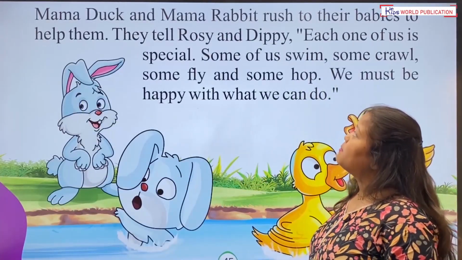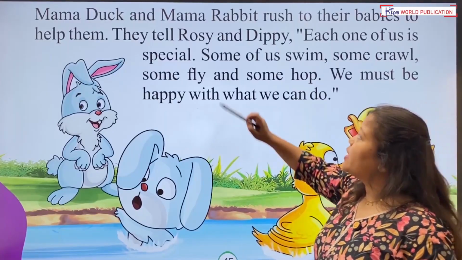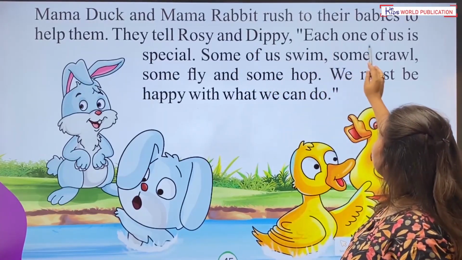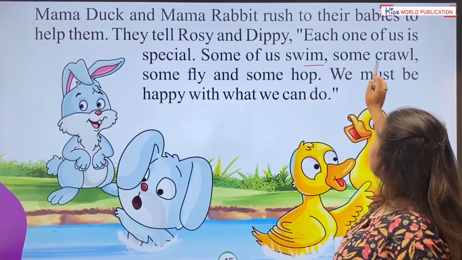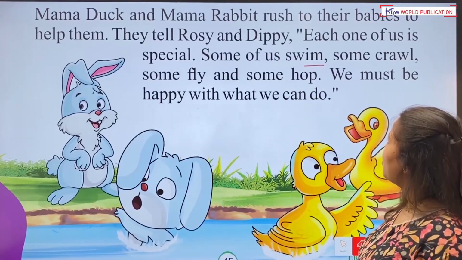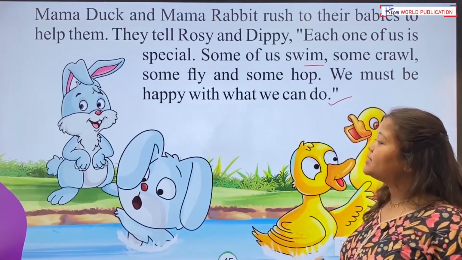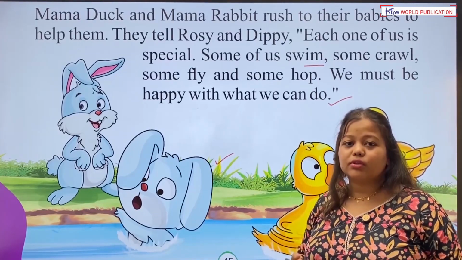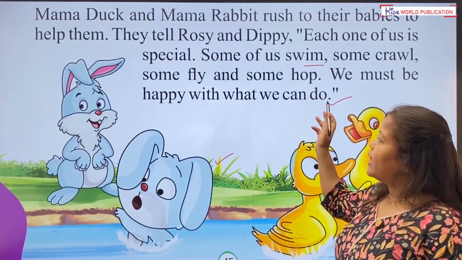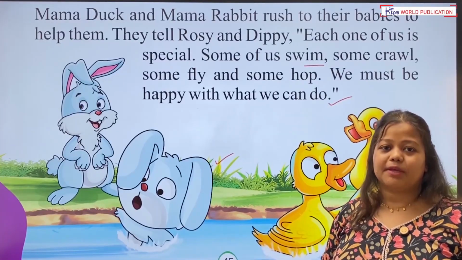Mama Duck and Mama Rabbit rush to their babies to help them. They tell Rosie and Dippy, each one of us is special. Some of us swim, some crawl, some fly, and some hop. We must be happy with what we can do. So kids, then Mama Rabbit and Mama Duck came there and they both told Rosie and Dippy that we all have some special qualities, so we should be happy with that.